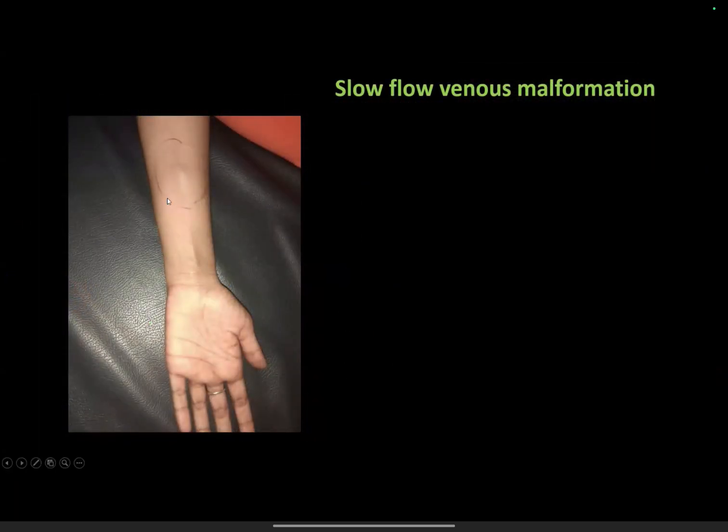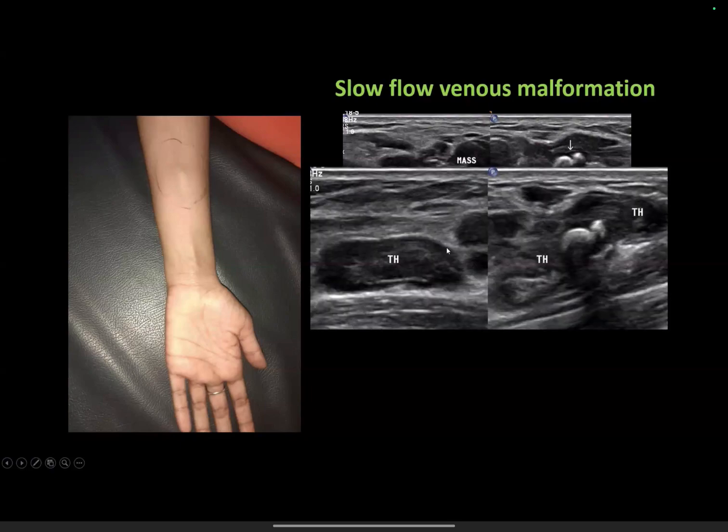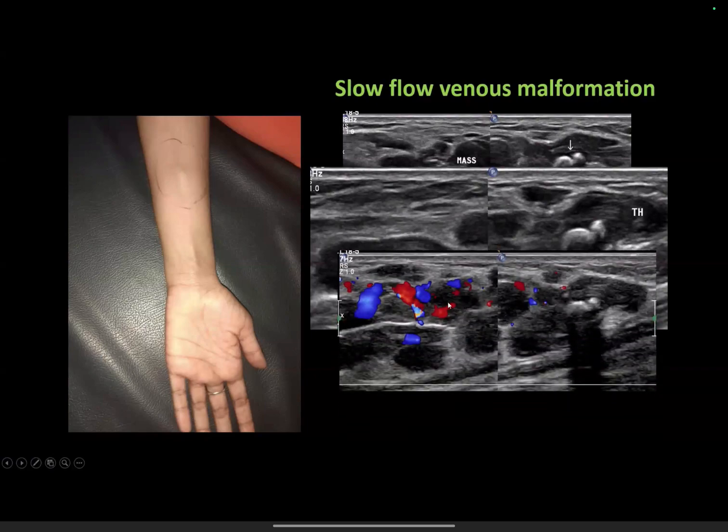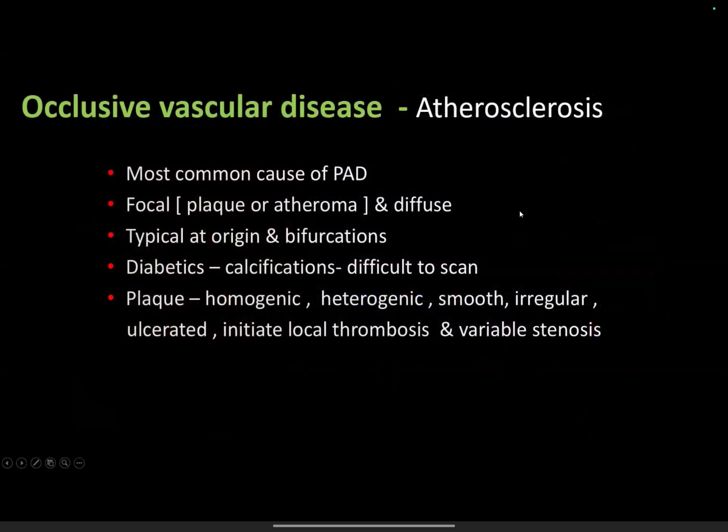Again, another young female with a small swelling growing with the age in the forearm. So there was an irregular heterogeneous mass in the forearm involving deep subcutaneous and intramuscular plane with multiple abnormal locula with some calcific foci within it. Some locula show echogenic material, that is thrombosis, and these are the typical phleboliths. On compression, there is some movement of the flow, which indicates slow venous flow. So this is nothing but a slow flow venous malformation.